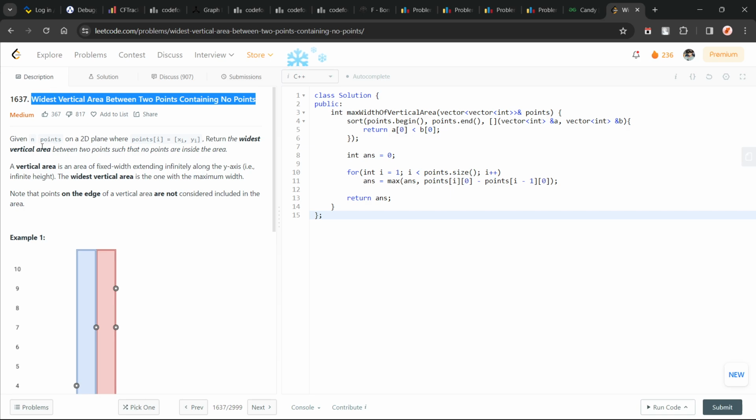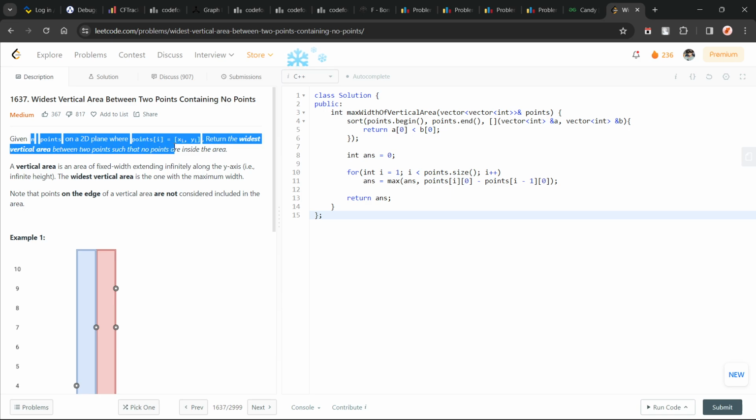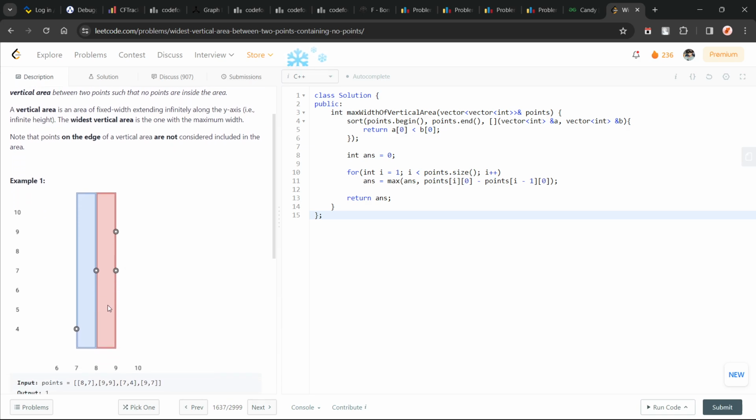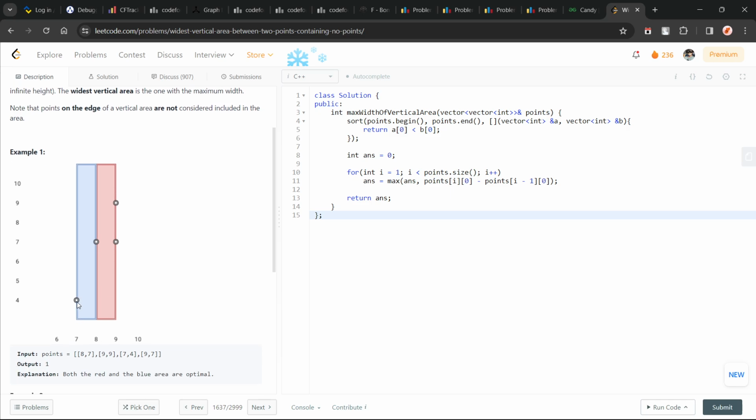Anyway, the problem says that we have been given n points on a 2D plane, although we will realize in a while that these two-dimensional points are not actually required to solve this problem. We have to return the widest vertical area between 2 points such that no points are inside that particular area, right? So let's say in this particular test case, 1 point is at this particular position.